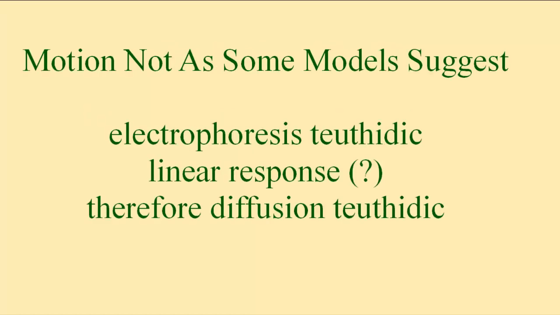What can we conclude from electrophoresis? Polymer motion through polymer matrices is not what is suggested by some models. If we are truly in the linear response regime, we can see immediately that electrophoretic motion is teuthidic, chain ends first, chain center dragging behind. That's equally true for linear chains and for star chains. And therefore, diffusive motion must, due to the linear response theorem, also be teuthidic. That is, the chain ends lead, the chain center drags along whatever chains are encountered.